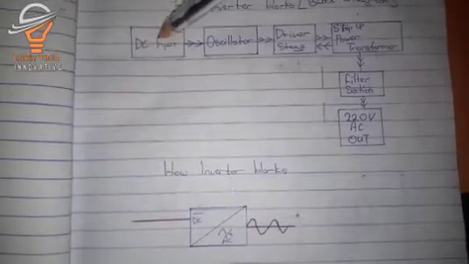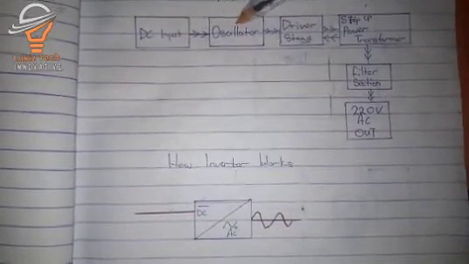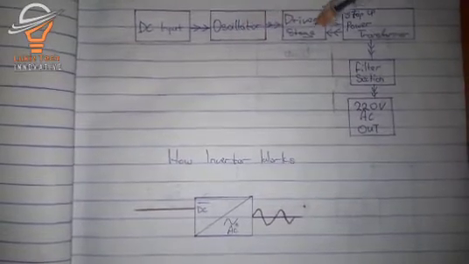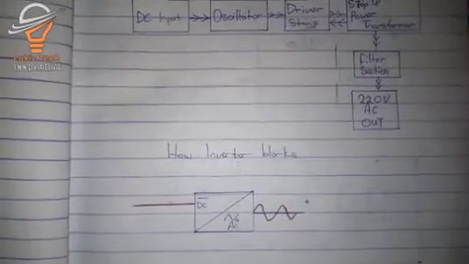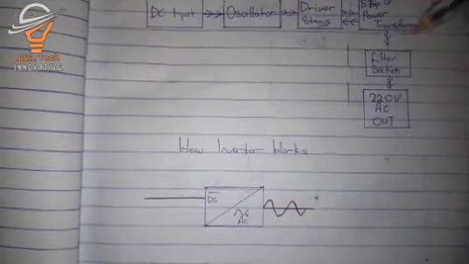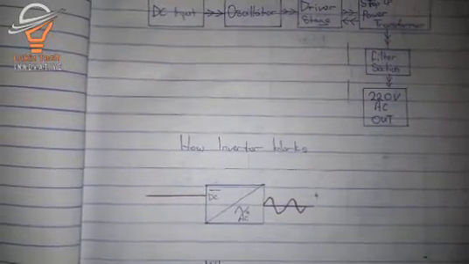And what is an inverter? An inverter is a power electronic device that changes DC current to AC current. If you look at this block diagram over here, this is the DC input going to the oscillator, then to the driver stage, and then to the step-up power transformer. The 220 volts from the transformer is then filtered in the filter section. This is the 220 volt AC now in usage.